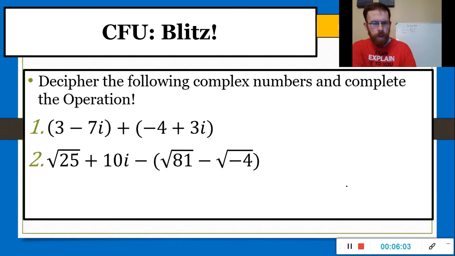Take about 5 seconds, pause the video, see if you can work these out on your own. I'll give you that time right now. My kids can tell you I definitely work with a timer and time.